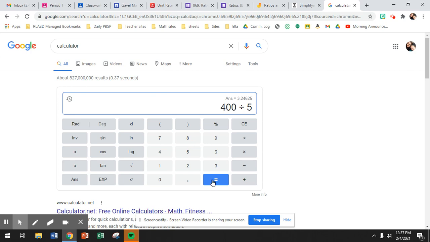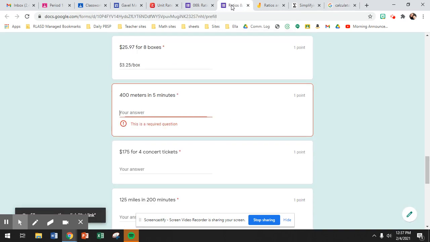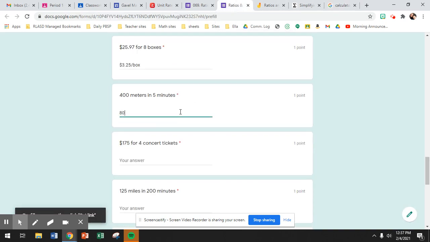So 400 meters divided by the 5 minutes gives you 80 meters in 1 minute. I'm going to put our label: 80 meters for every 1 minute. 80 meters per minute. There we go.